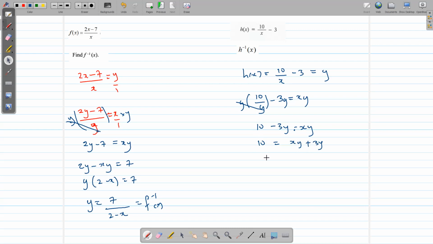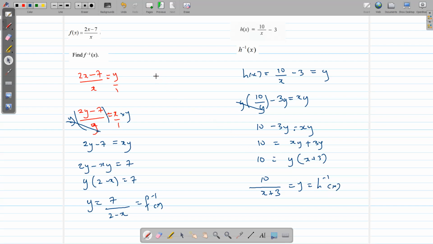And once we've done that, then we can factor out our y. So 10 is equal to y, factor it out, we end up with (x plus 3) there. And having done that, we can complete by saying 10 over (x plus 3) is equal to y, which is equal to our h inverse function.